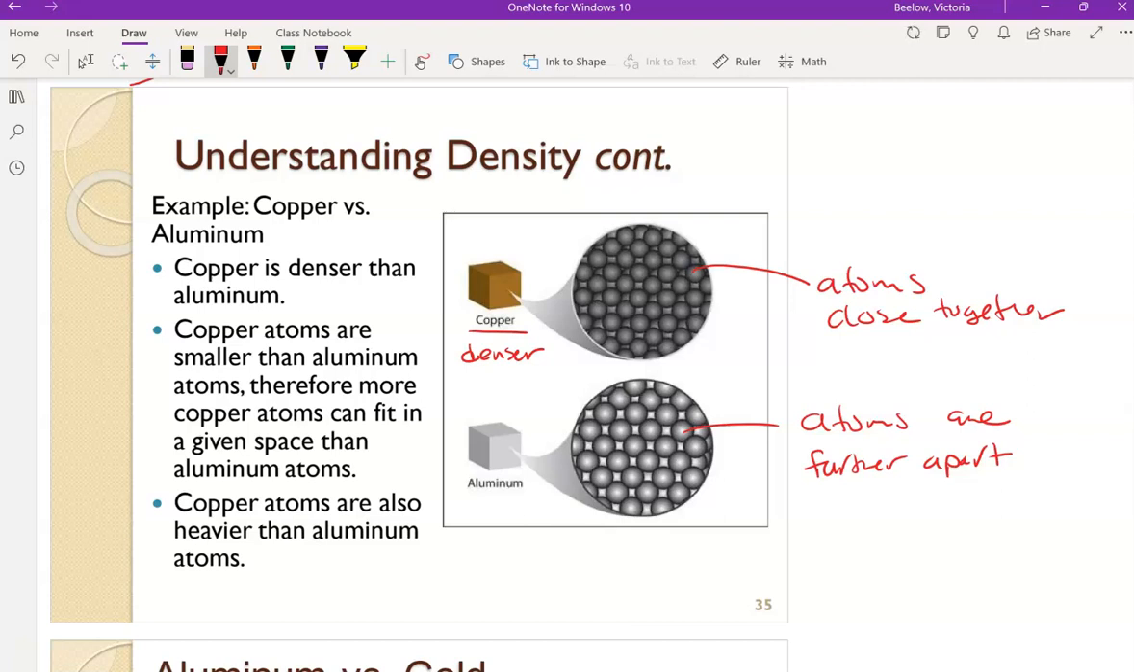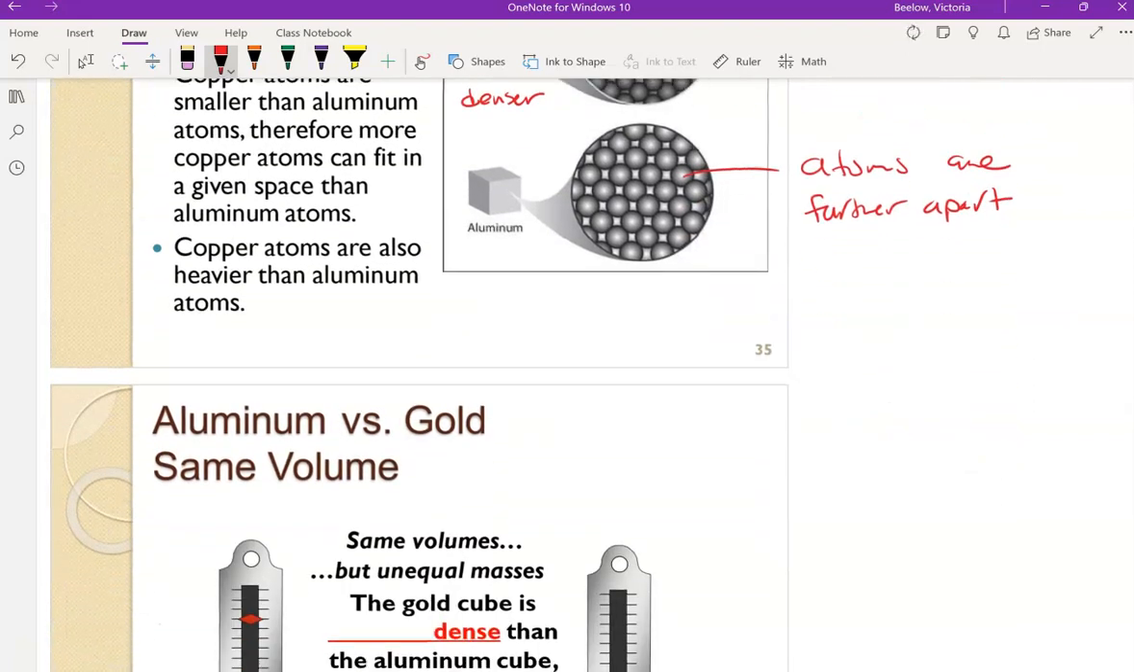And again, this is where we can start to visualize density. It's, as the name suggests, how dense is something? How many atoms are compacted into an area? And if you have more atoms compacted into an area, the more dense the substance is. If you have less atoms compacted into an area, the less dense the substance. So that's copper and aluminum.